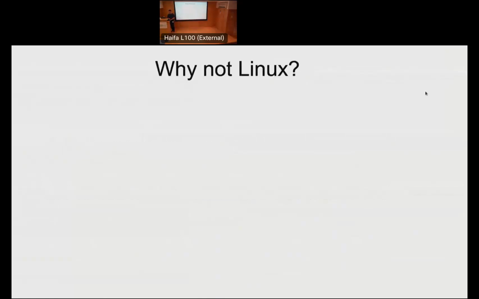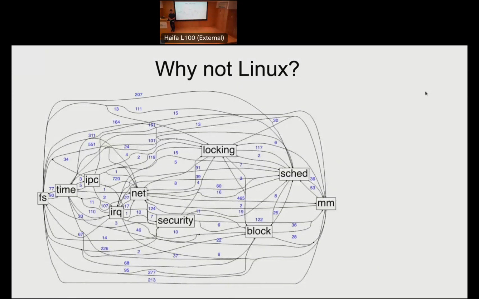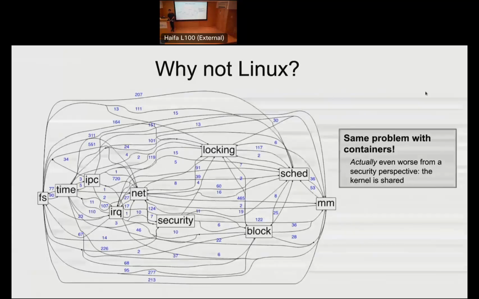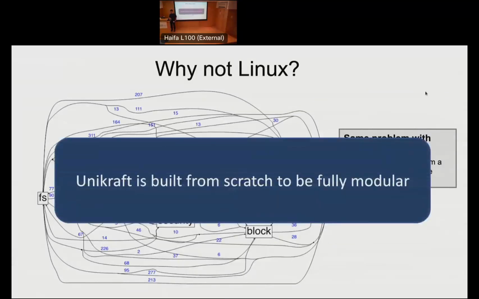For those of you who don't know Unikraft, you're probably wondering why not go for Linux in the first place. And the answer is that Linux is not really modular, and that's not going to change anytime soon. Here you can see a graphical representation of interdependencies of components within the Linux kernel. It's really tightly bound, and that's going to limit the specialization potential and the modularity that you can achieve. Note that we would have the same issues with containers, of course. Actually, it would be even worse from a security standpoint because you're sharing the same kernel. So Unikraft instead is built from scratch to be fully modular.